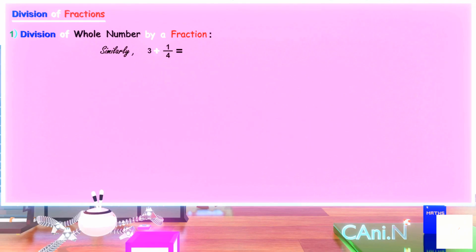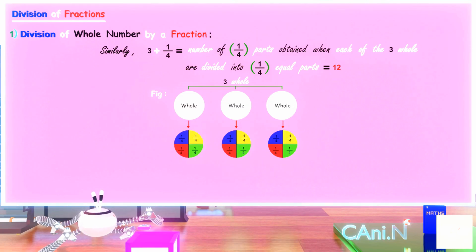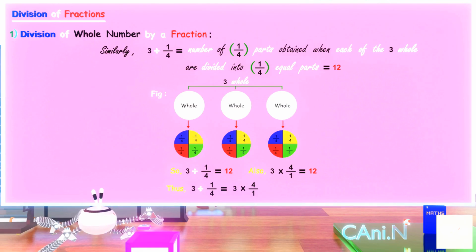Similarly, 3 divided by 1 by 4 equals number of 1 by 4 parts obtained, when each of the 3 wholes are divided into 1 by 4 equal parts. Equals 12. Now, we divide each of the 3 wholes into 1 by 4 equal parts. So, if we divide 3 wholes into 1 by 4 parts, we get 12. Also, when we multiply 3 into the 4 parts, we get 12. Thus, 3 divided by 1 by 4 equals 3 into 4 by 1.